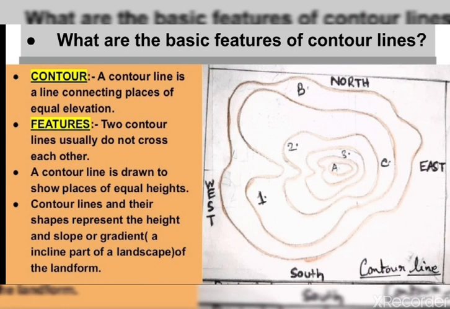So, the answer you will write: a contour line is a line connecting places of equal elevation or height. Features: first point, you will write two contour lines usually do not cross each other. Second point, you will write a contour line is drawn to show places of equal heights. Then third one, you will write contour lines and their shape represent the height and the slope or gradient of the landform, and this diagram you need to give with your answer.